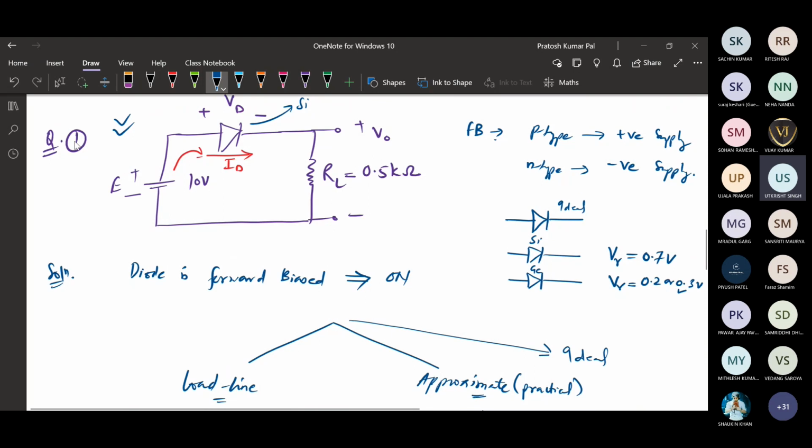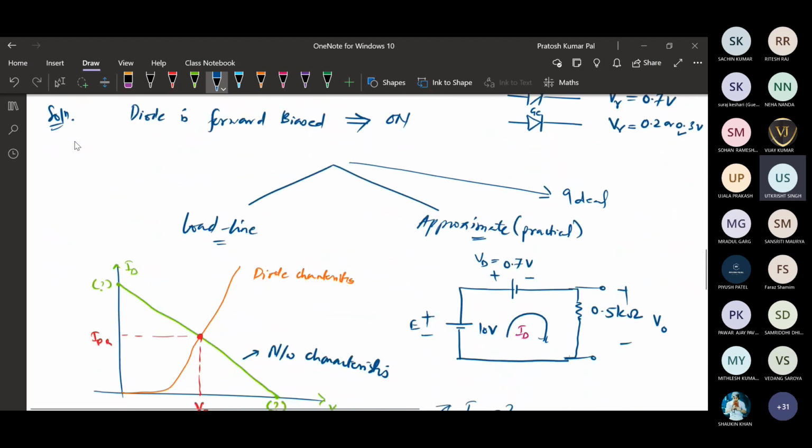So this is the given circuit. We can analyze this based on the first method, that is the diode load line method. In the load line method, we are going to plot graphs, and by using this graph we can find the current flowing through the diode and the voltage drop across the diode. For this analysis, we need the diode characteristics and network characteristics, and they will cut at a point. This point will be your operating point or Q point.